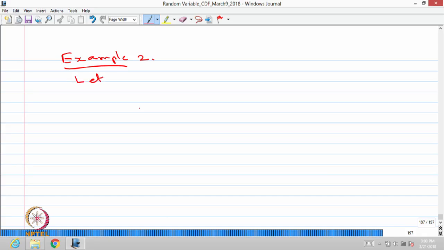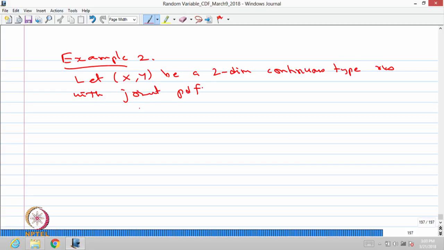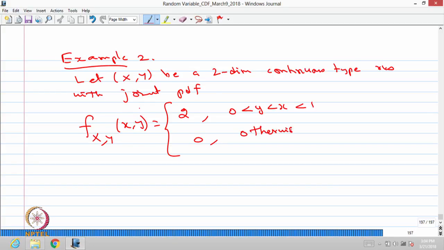Let x comma y be a two dimensional continuous type random variable with joint probability density function given by a function of x and y that takes a value 2 when y lies between 0 and x and x lies between y and 1, 0 otherwise. This is a joint probability density function of a two dimensional continuous type random variable.